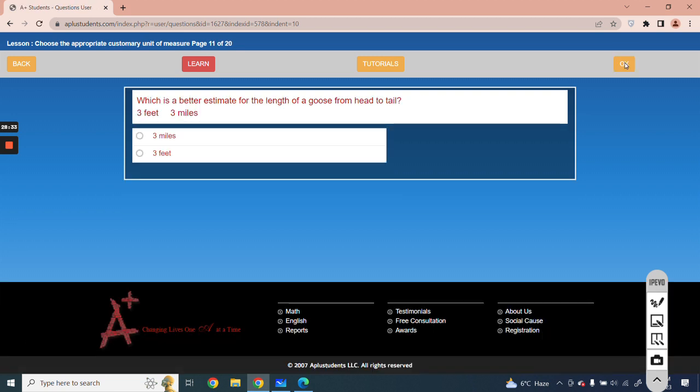Which is a better estimate for the length of a goose from head to tail? Which option is the correct one? 3 feet or 3 miles? 3 miles is too long. So it would be 3 feet. Got it?